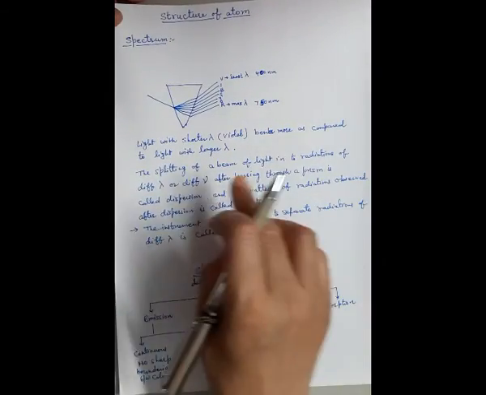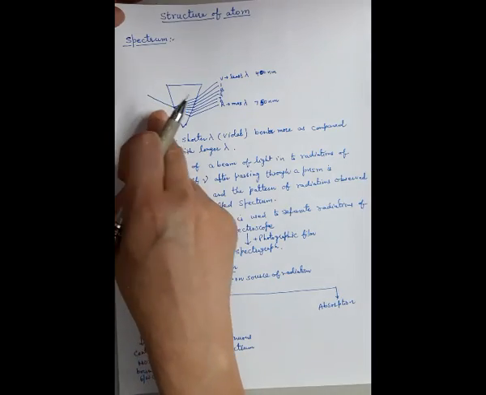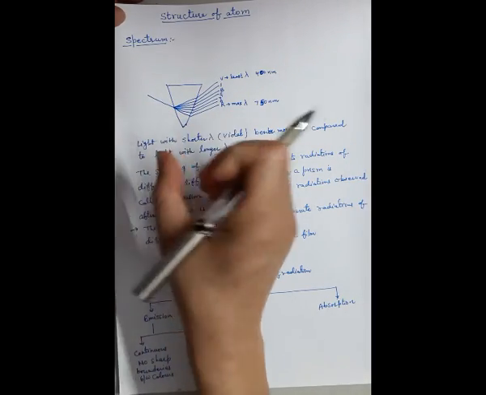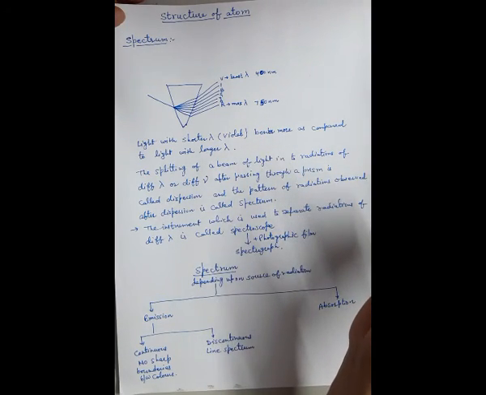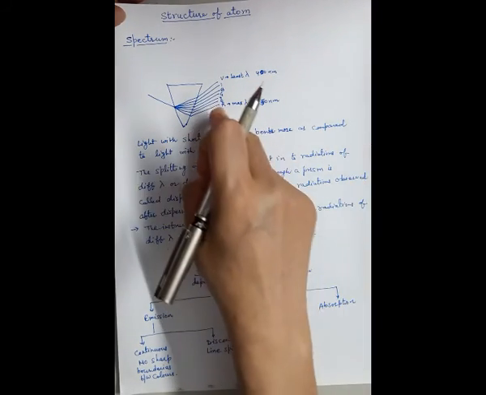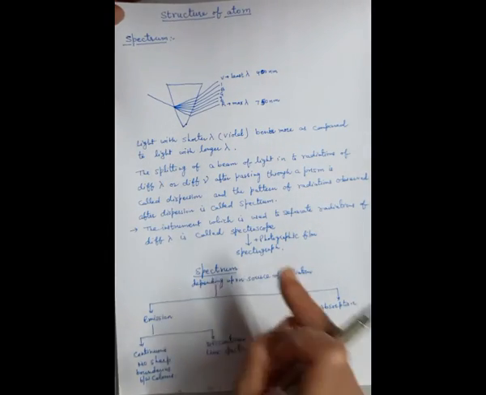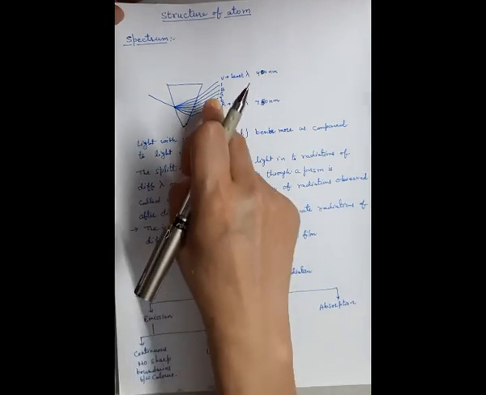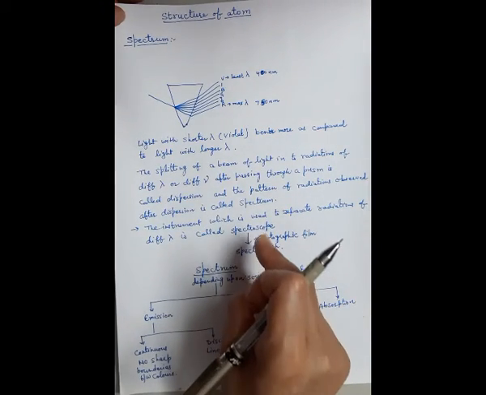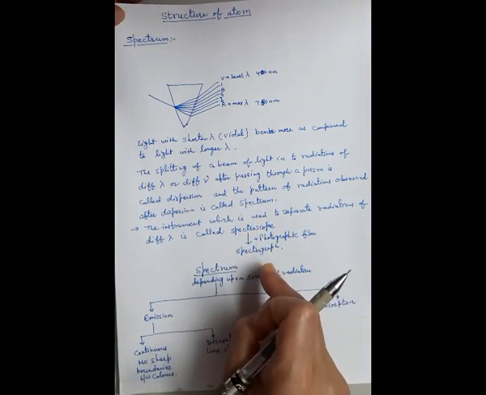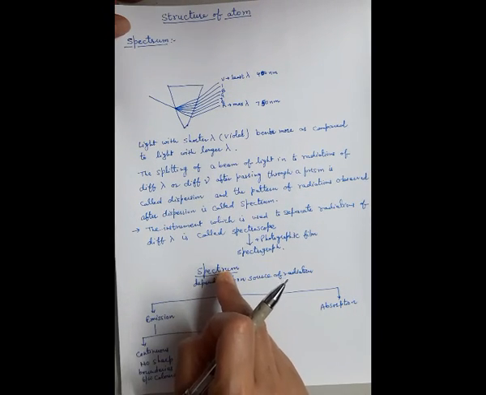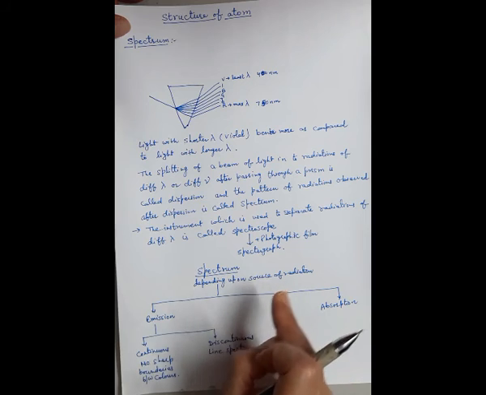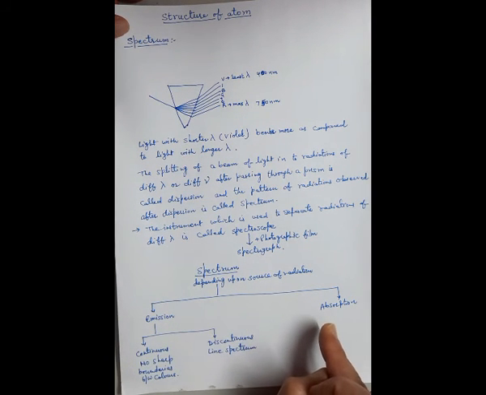Children, we started with spectrum. Whenever a beam of light is passed through a prism, it disperses into different frequencies and different wavelengths, and the pattern which is obtained is called a spectrum. The instrument used to analyze this pattern or to separate these lines is called a spectroscope, and sometimes these observations are recorded through a spectrograph. Spectrum, depending upon the source of radiation, has been classified into two. One is emission, the other is absorption spectrum.